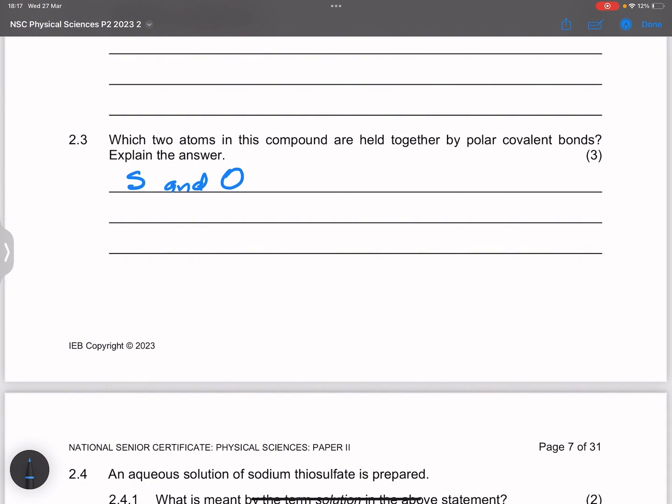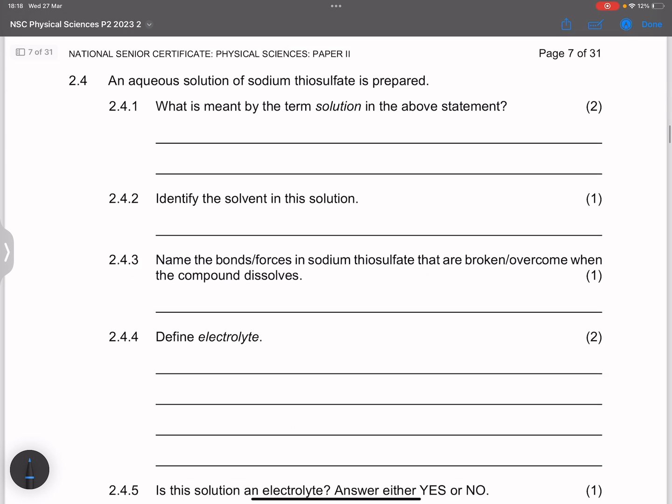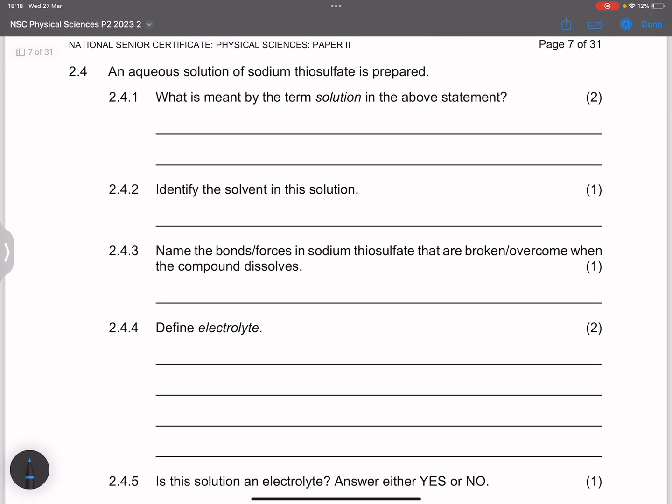Remember that when we talk about polar covalent, it means that there's an unequal sharing of electrons. The electronegativity of sulfur is not equal to that of oxygen, so there's definitely an unequal sharing of electrons. So you can say unequal sharing of electrons, or you can even state the fact that they've got different electronegativities.